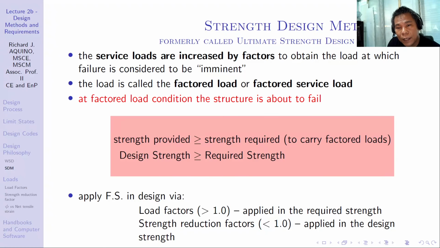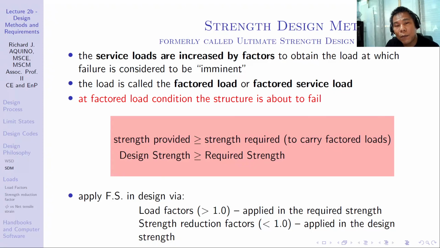Aside from the working stress design, we have the strength design method, or SDM. We call it formerly ultimate strength design, that is USD, but now SDM, or the strength design method. The service loads are increased by certain factors to obtain the load at which failure is considered to be imminent. The load is called the factored load because we multiply it by a factor normally greater than 1, or the factored service load. At factored load condition, the structure is about to fail.